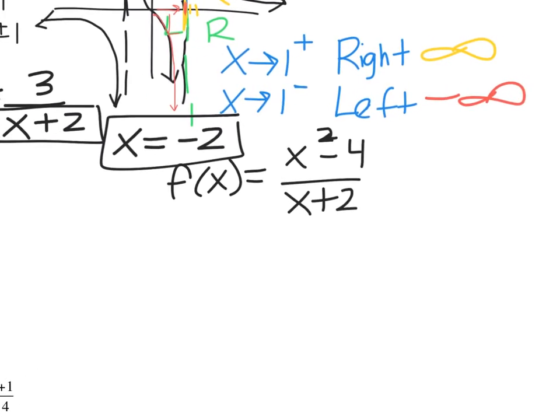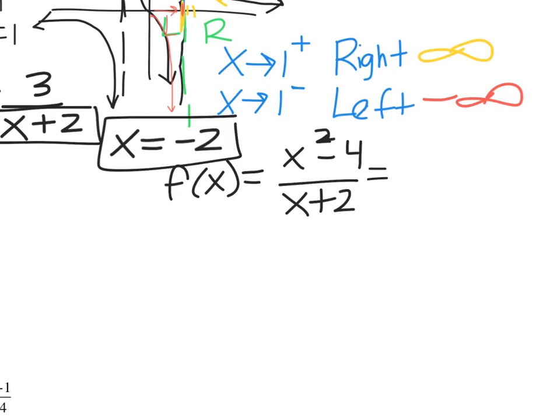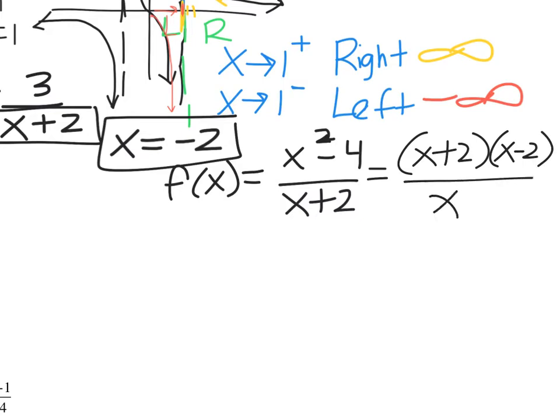But what happens is when I factor this, x plus 2, x minus 2, you get the same factor in the numerator and the denominator. And so what that does is that will make it so that you have a hole in the graph instead. Okay? So that's the only exception. Otherwise, it'll be an asymptote.